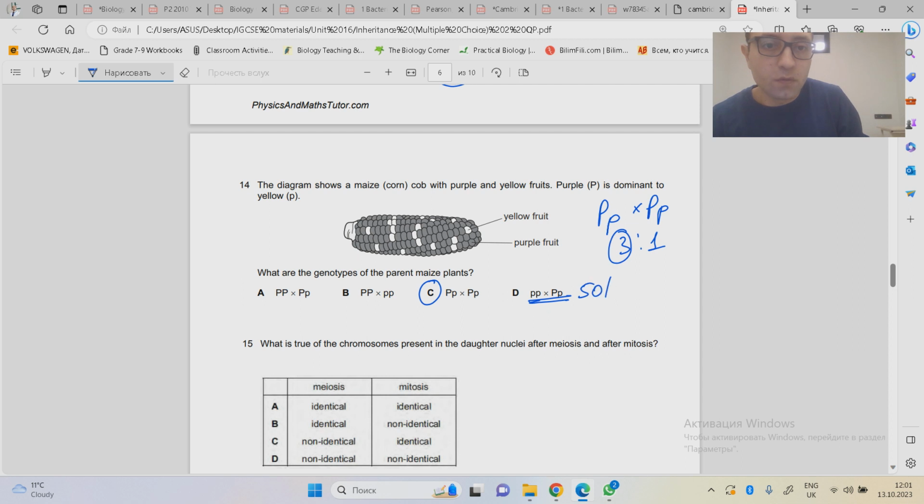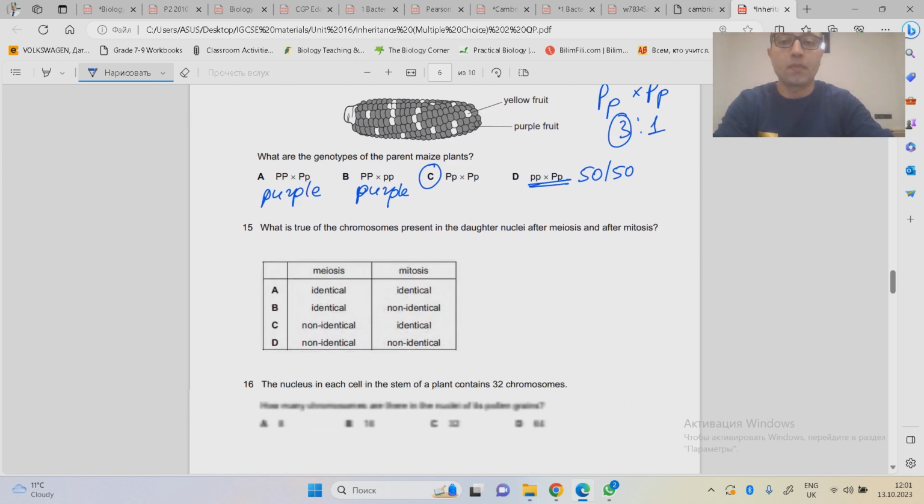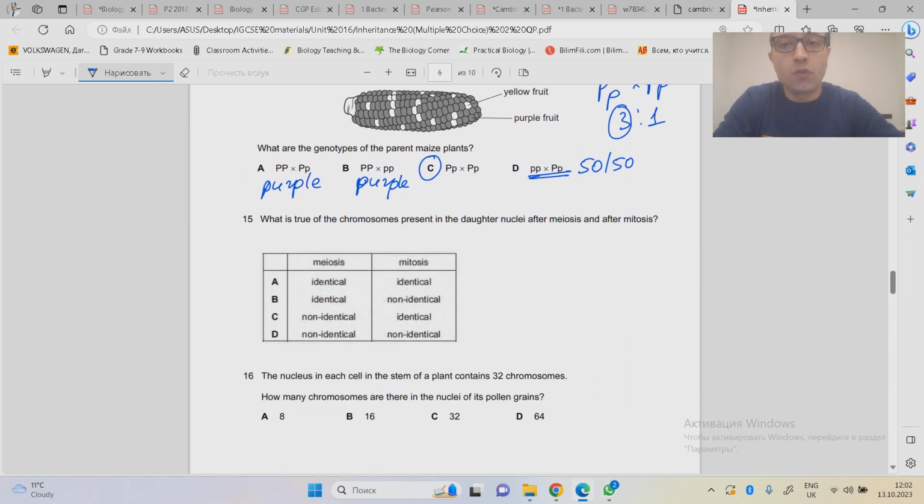Actually it is 50 to 50, but as you see from the picture, it's not looking like 50 to 50. In B, all of them need to be purple, but we don't have that. We see that there are white and yellow fruits also. In A, all of them needed to be purple. So the answer is C.